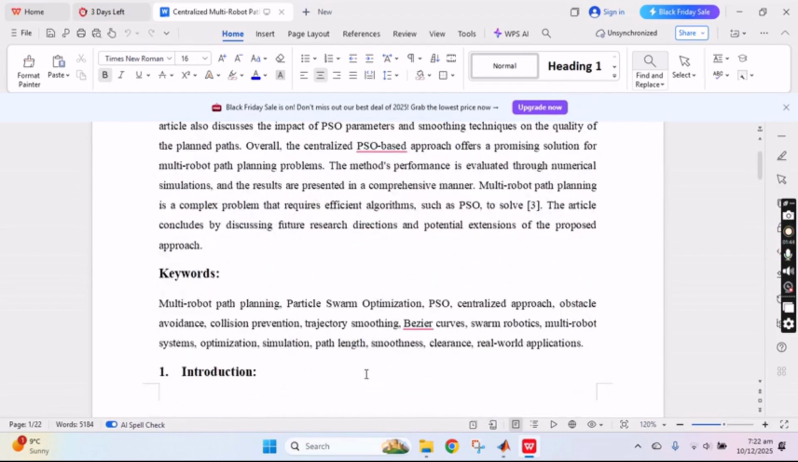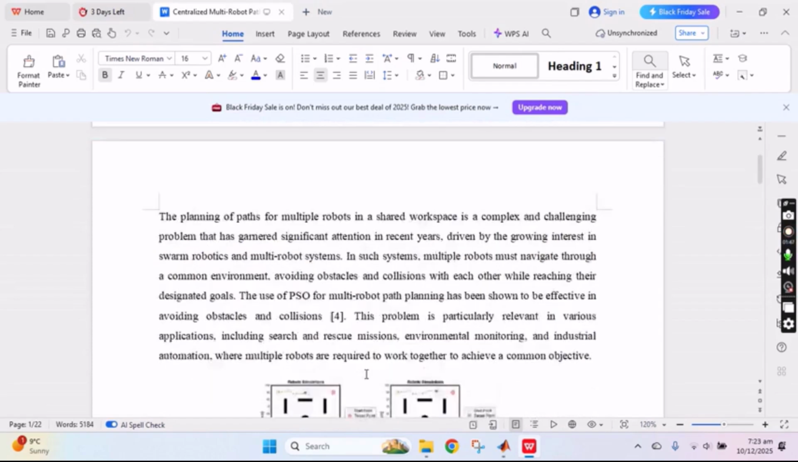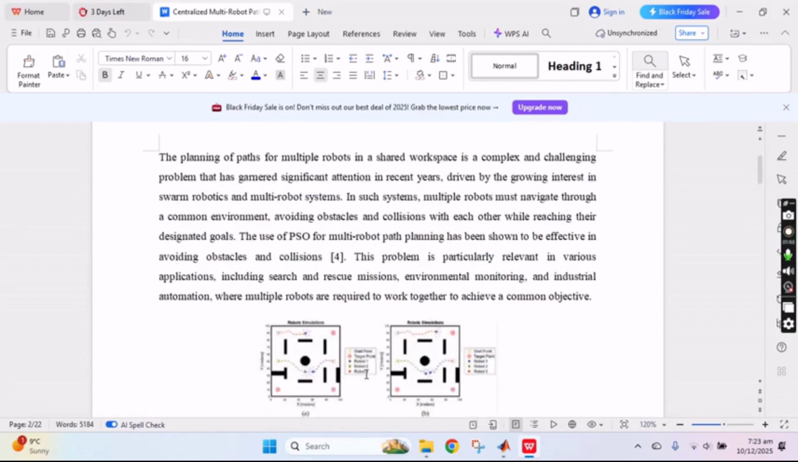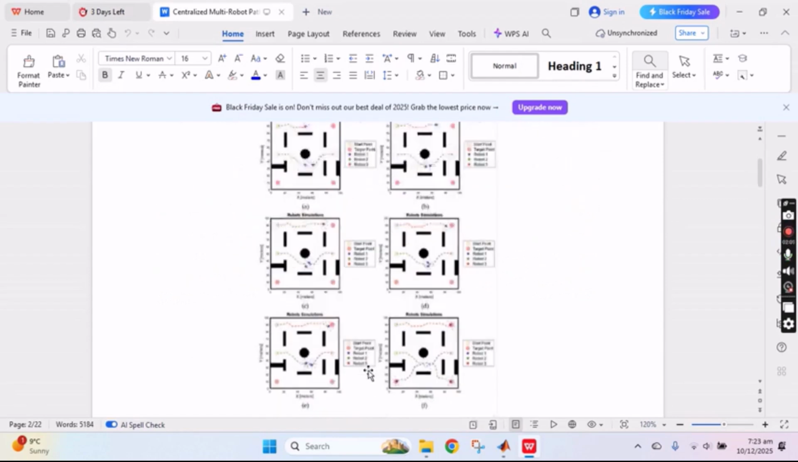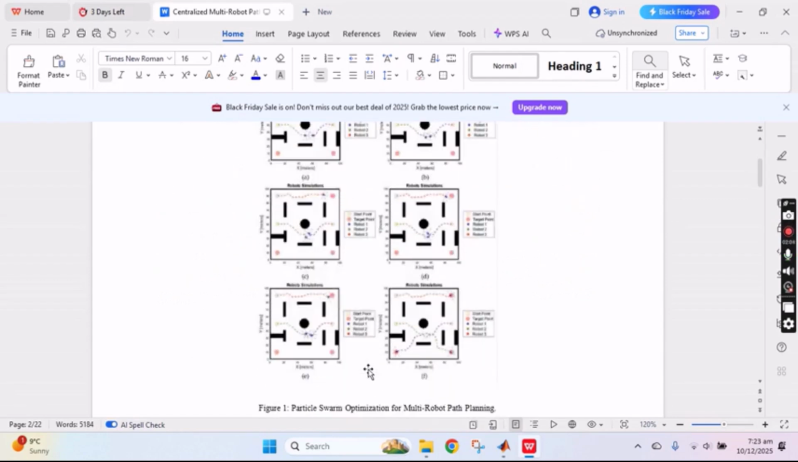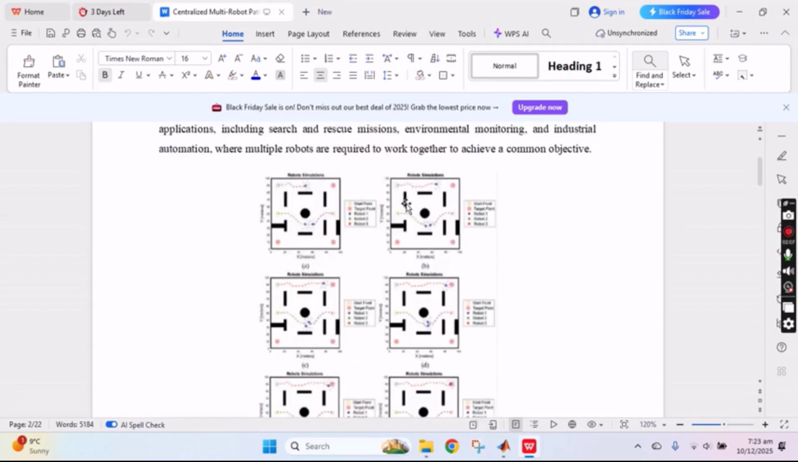problems. Okay, so here are the keywords with the introduction. In the introduction, I have written all the mechanisms of multi-robot path planning in detail, with obstacle and collision avoidance. Okay, so this is basically the general diagram of multi-robot path planning. These are the paths showing how the robots avoid the obstacles. Okay, so these are the lines for the paths of the boards to avoid the obstacles.